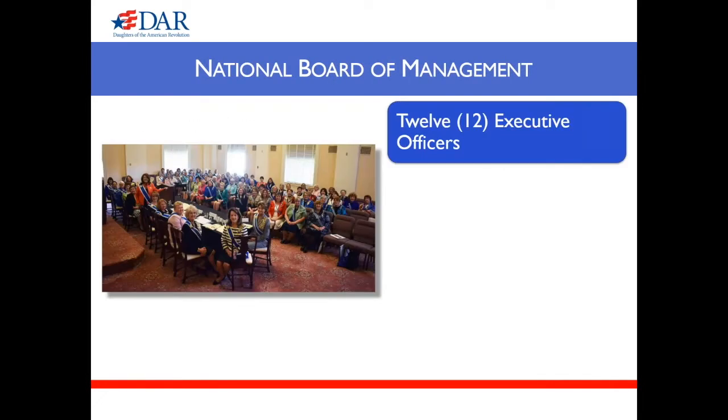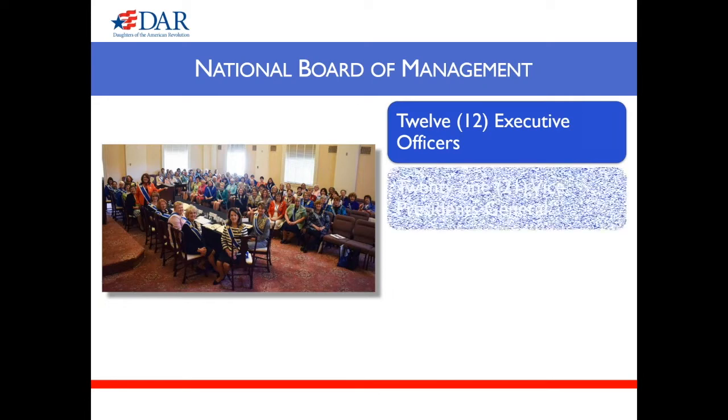Article 9 of the National Society bylaws lists the national officers and the state regents as members of the National Board of Management. There are two types of national officers, executive officers and vice presidents general, all of whom are elected by vote at Continental Congress. The 12 executive officers form the executive committee and were asked by the candidate for president general to run as a candidate for executive office to serve in her 3-year administration.